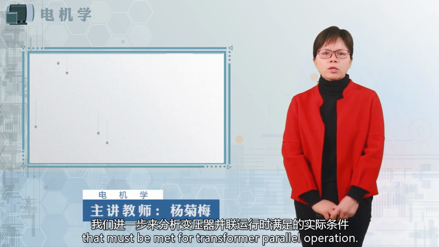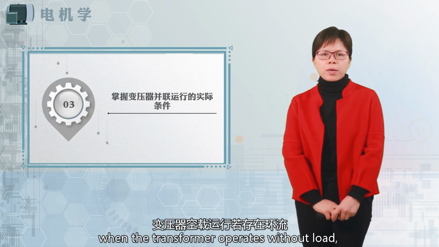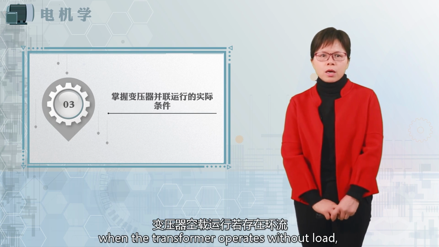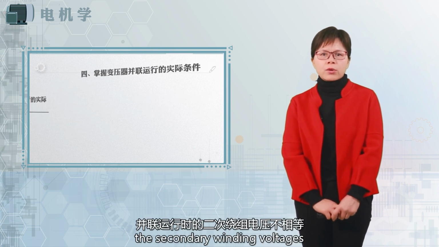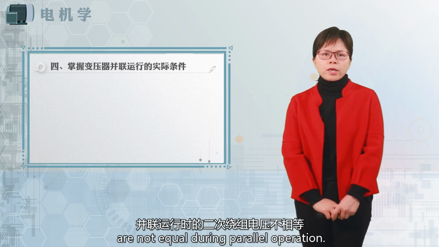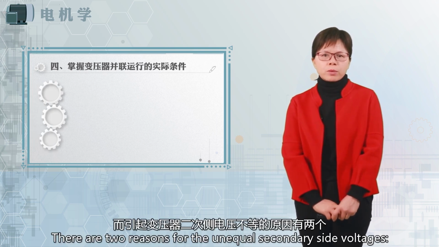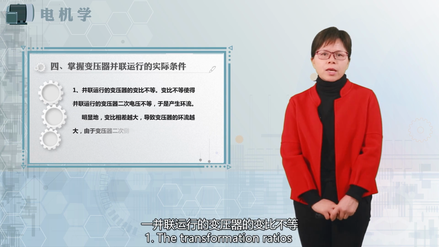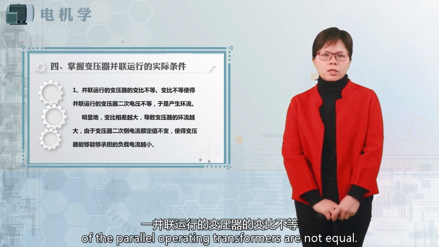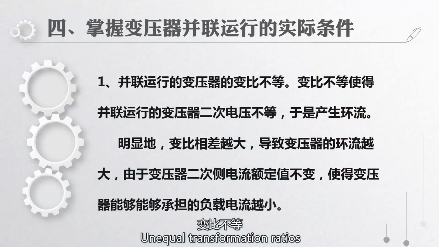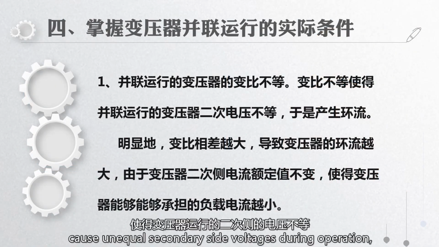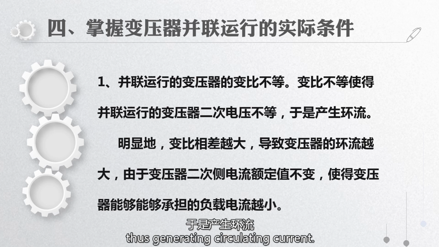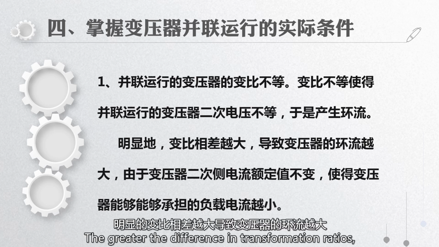for transformer parallel operation. If there is circulating current when the transformer operates without load, this means the secondary winding voltages are not equal during parallel operation. There are two reasons for the unequal secondary side voltages. 1. The transformation ratios of the parallel operating transformers are not equal. Unequal transformation ratios cause unequal secondary side voltages during operation, thus generating circulating current. The greater the difference in transformation ratios, the greater the circulating current.